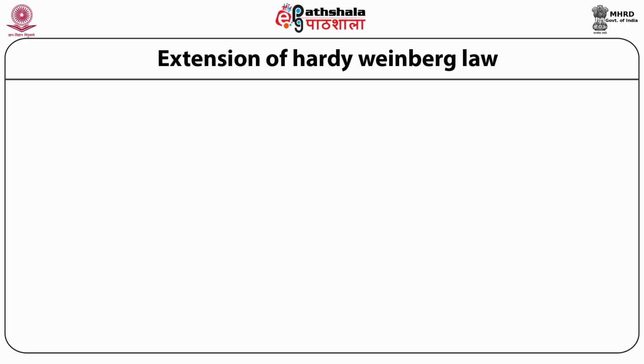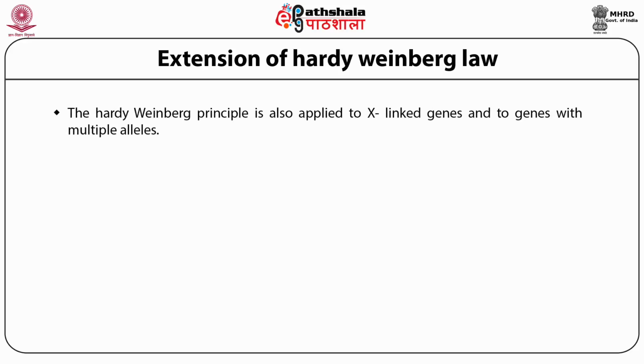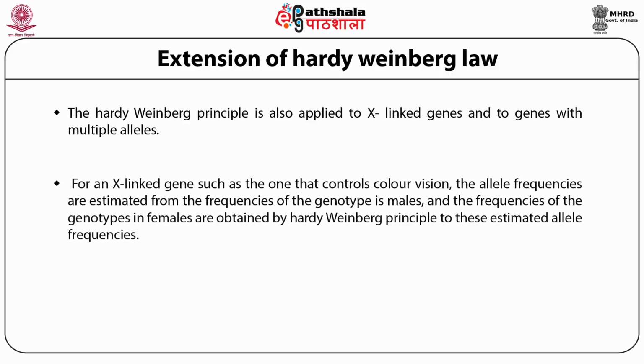So far we have seen only a 2-allele, 3-genotype system. The Hardy-Weinberg principle can also be applied to X-linked genes and to genes with multiple alleles. For an X-linked gene, such as the one that controls color vision, the allele frequencies are estimated from the frequencies of the genotypes in males, and the frequencies of genotypes in females are obtained by the Hardy-Weinberg principle to estimate allele frequencies.